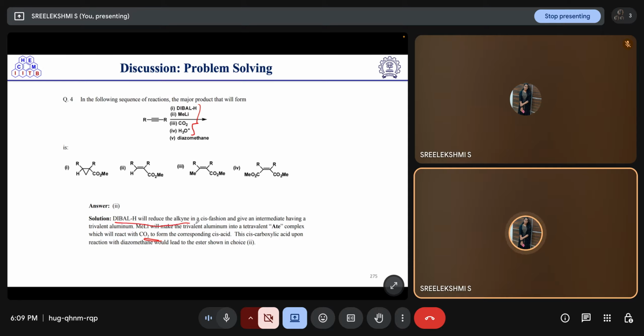So DIBAL-H will reduce the alkyne in cis fashion, then trivalent aluminum will form. Methyl lithium will make the trivalent aluminum into a tetravalent ate complex, which will react with carbon dioxide to form the corresponding cis acid. Then that carboxylic acid will react with diazomethane to form the ester. So the cis ester derivative will be the product. Option 4 will be the answer.